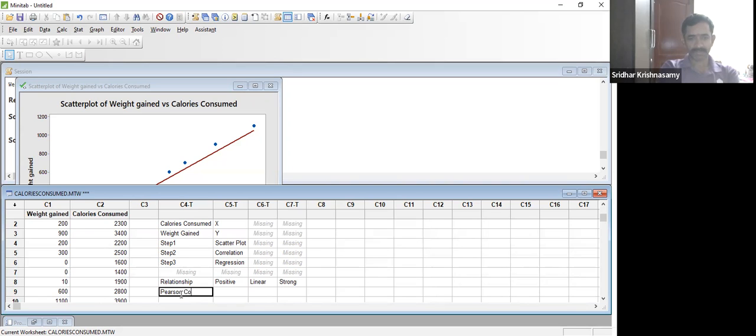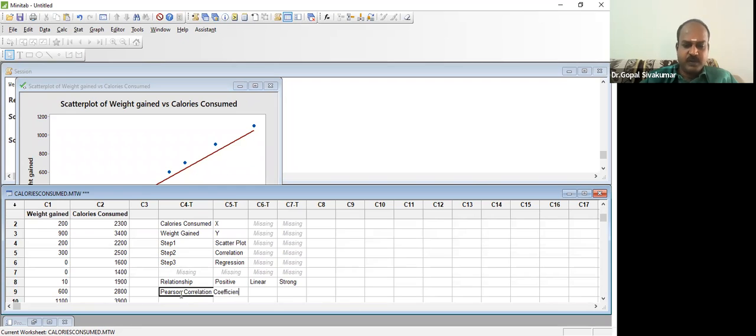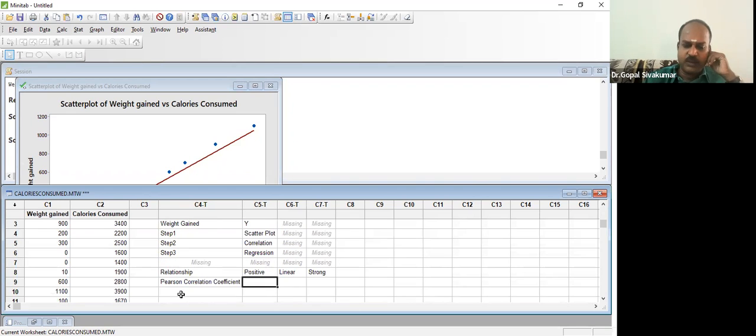Pearson correlation coefficient. And this is generally denoted by the symbol small r, right? There is a formula and you can learn the formula, or you don't have to learn the formula. But the r is actually a function of the x bar. X bar means the average of the x values. Y bar, the average of the y values. Sx, the standard deviation of the x values.